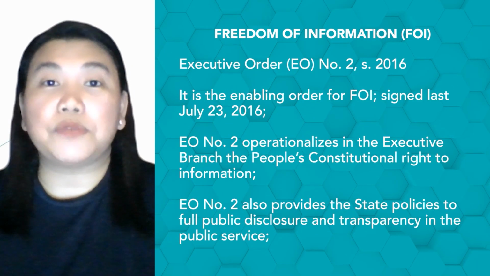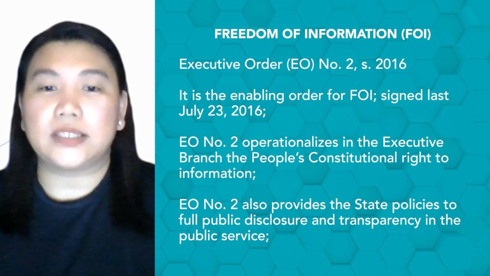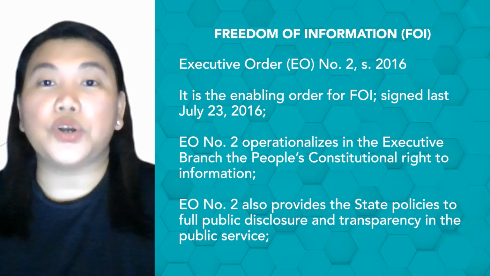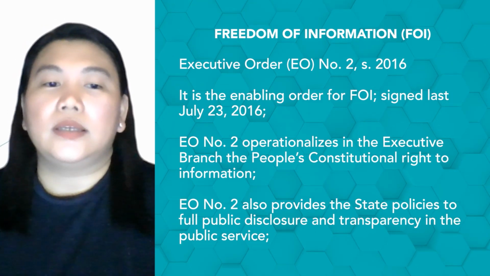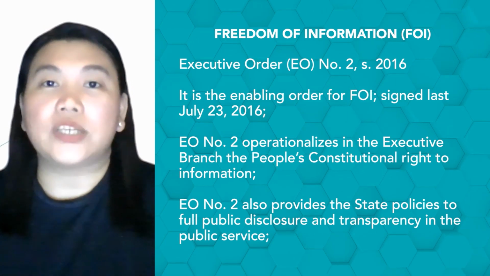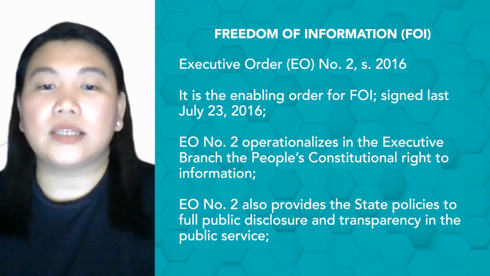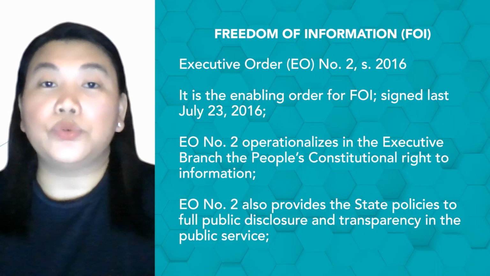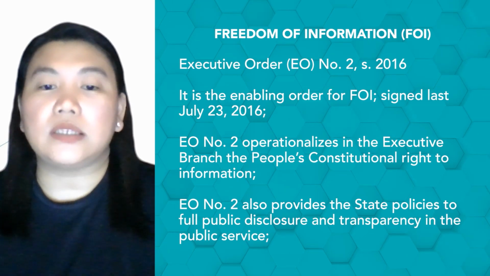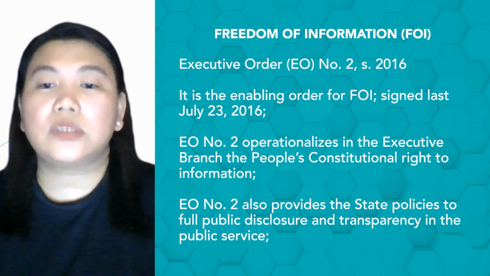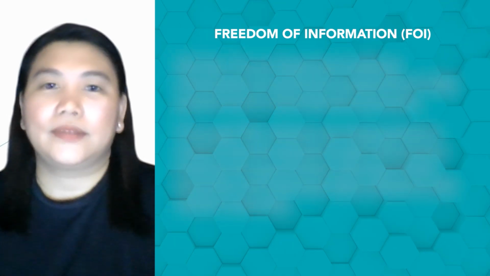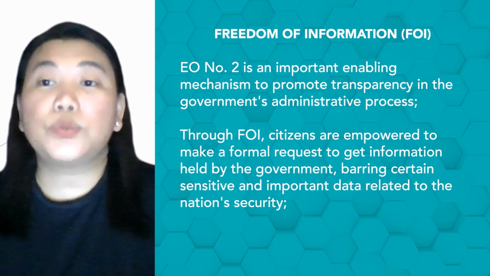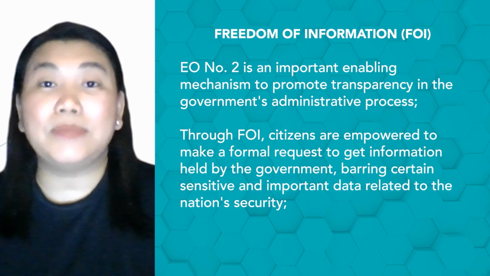The issuance of Executive Order number 2 of Series of 2016, which was signed on July 23, 2016, enables the implementation of FOI. Executive Order number 2 operationalizes in the executive branch the people's constitutional right to information. EO number 2 also provides the state policies to full public disclosure and transparency in the public service. EO number 2 is also an important enabling mechanism to promote transparency in the government's administrative process.